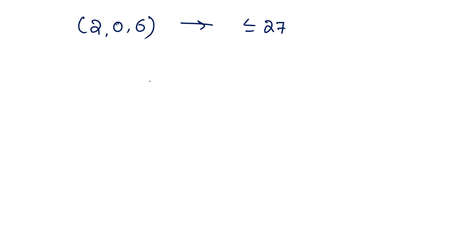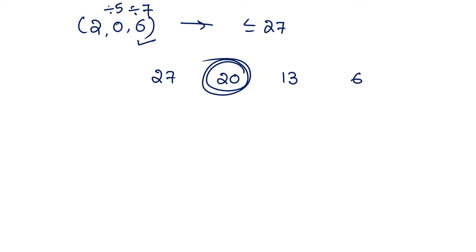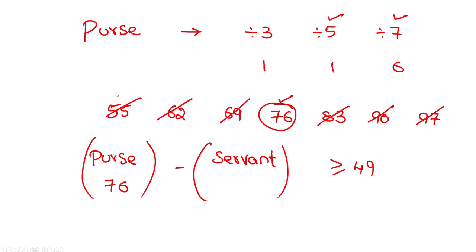As your friend already said, one number is 27, other numbers are 20, 13, 6. Divided by 7, these are the numbers that give remainder 6. Next, I have the next condition: divide by 5, remainder 0. That's what your friend already gave, 20. So the amount paid to the servant is 20. Then what is left over in the purse? 56.